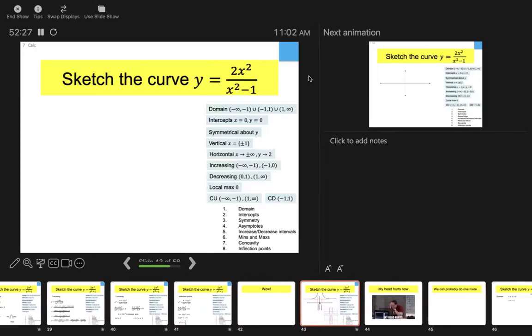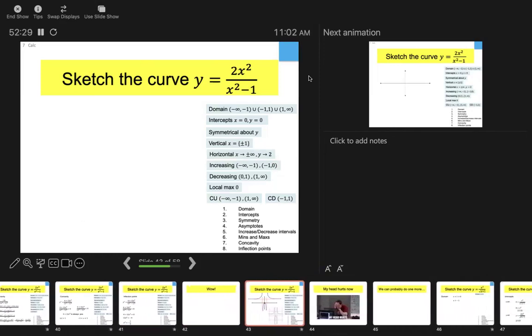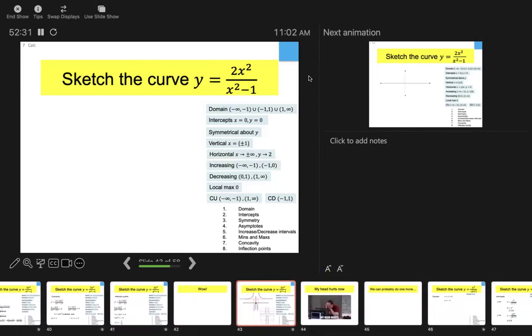Now we're going to take all of this information and do our final graph. How should I start? Make a graph. Okay, I'm making my graph. Now what? Where are the intercepts? It's just one dot. Now what?